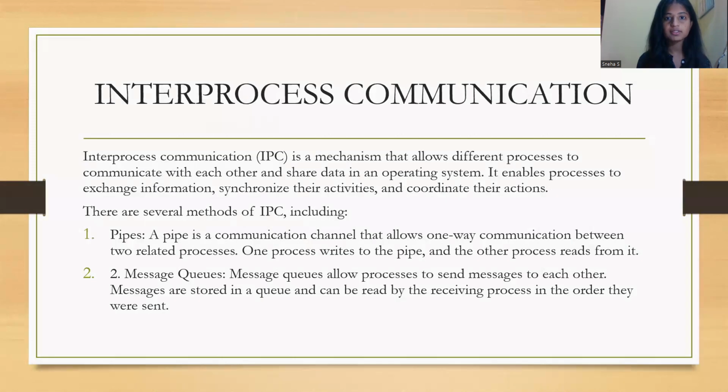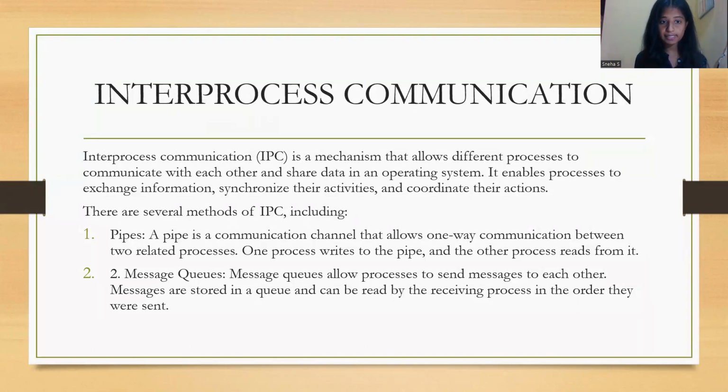So let us begin. Interprocess communication is a mechanism that allows different processes to communicate with each other and share data in an operating system. It enables processes to exchange information, synchronize their activities, and coordinate their actions. Which means when there are different processes which are somehow related to each other and we want to communicate between them, then we use interprocess communication. This can be done by several methods, out of which two are listed below.